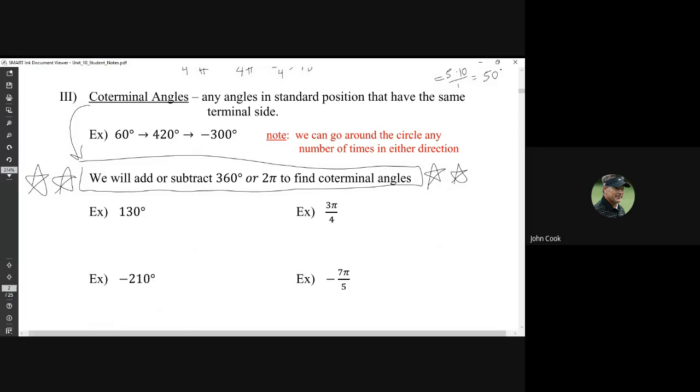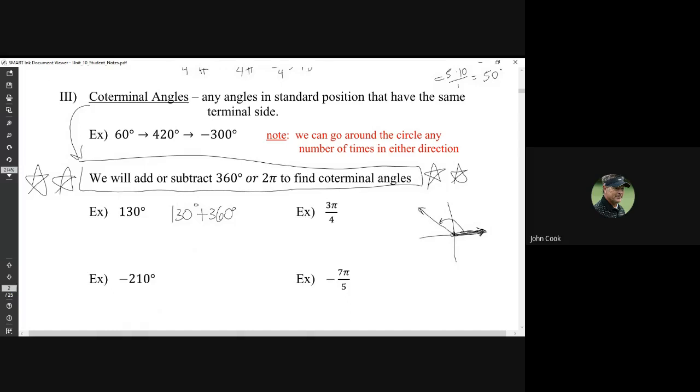Let's do the degree ones first, because those are a little bit easier for you guys to probably manage at this point. 130 degrees, so if I were to find a coterminal angle of that, all I need to do is just add on 360 degrees. That's it. Because what does 360 represent? It's a full circle, right? So if I draw out a 130-degree angle, a little crappy drawing here, 130 degrees would probably be something like this, okay? So there's your 130-degree angle right there.